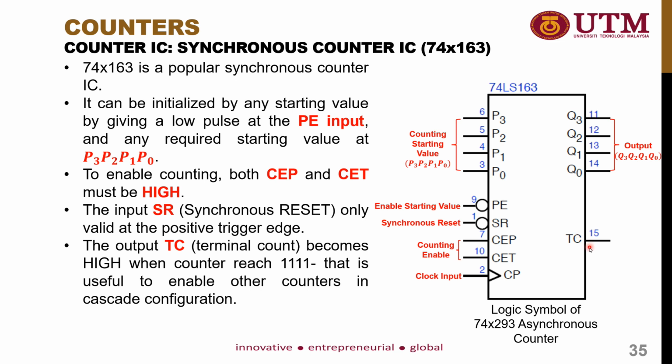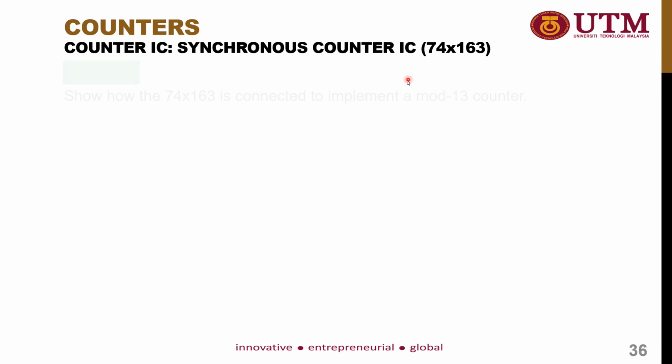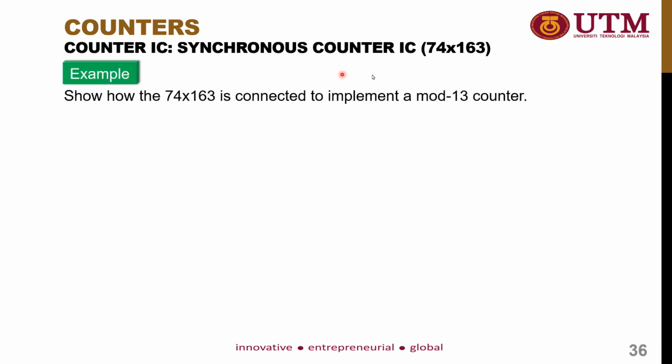And lastly, you have the output terminal count, TC. When the output becomes 1111, it means that it has finished counting. So if we want to cascade synchronous counter ICs, you need to connect TC to another synchronous counter IC. Later on I will show you some examples. So this is the first example of a synchronous counter IC, showing how the 74x163 is connected to implement a mode 13 counter.